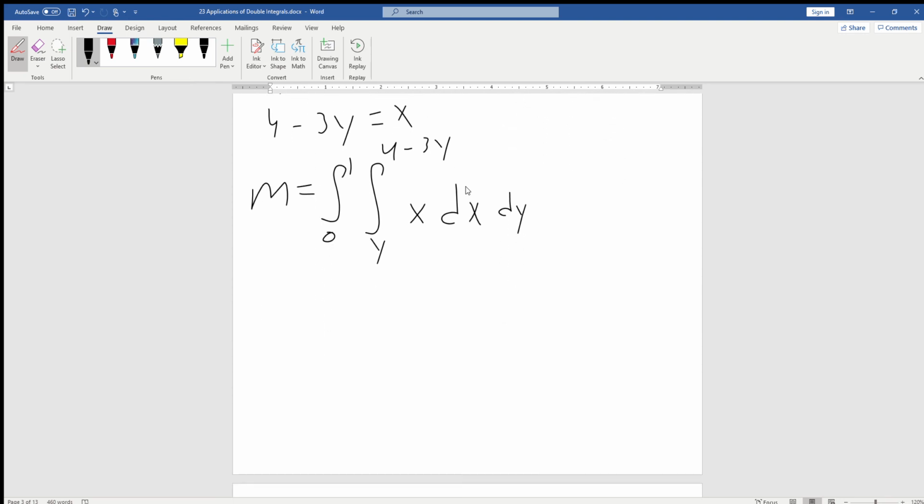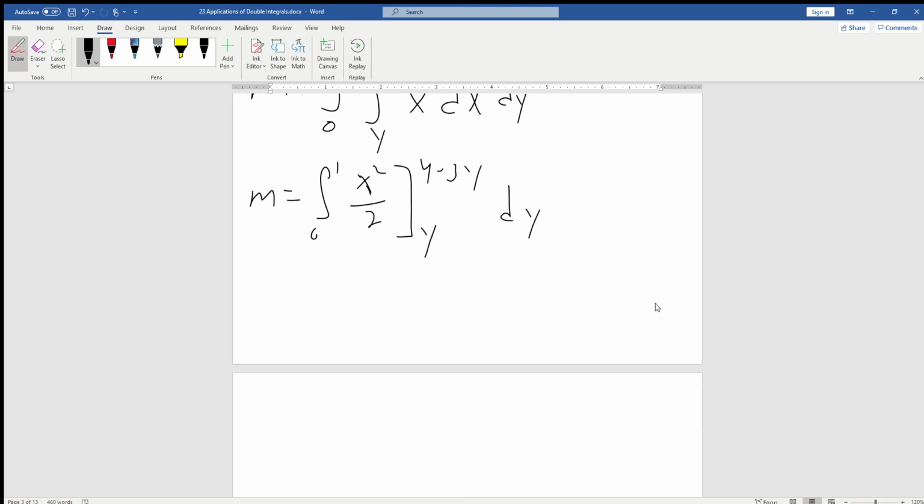We're going to compute this. We're going to integrate. Our mass m is now going to be equal to the integral from 0 to 1 of x squared over 2, from y to 4 minus 3y. Then we still have our dy outside. We're going to substitute 4 minus 3y, and we're going to substitute y. I'm also going to factor out the 1/2 just for brevity. So now we get (4 minus 3y) squared minus y squared dy.